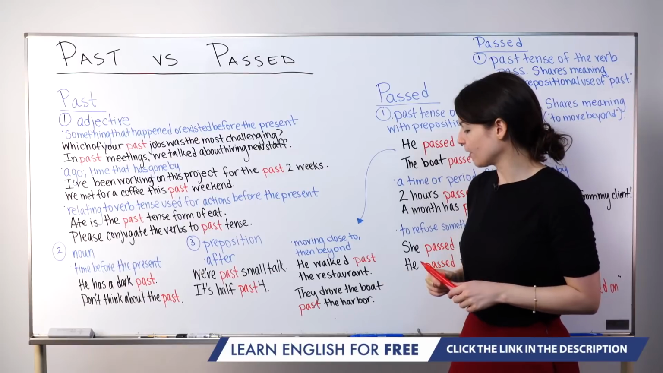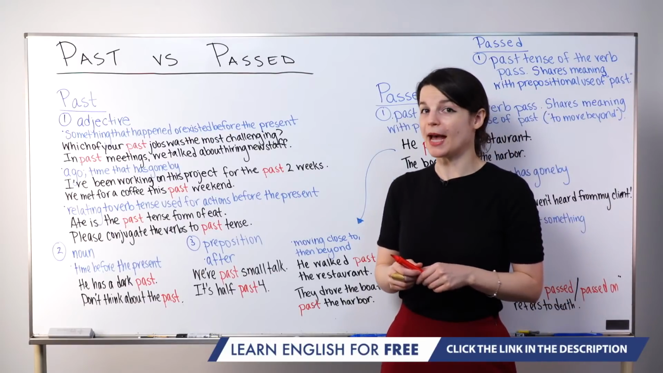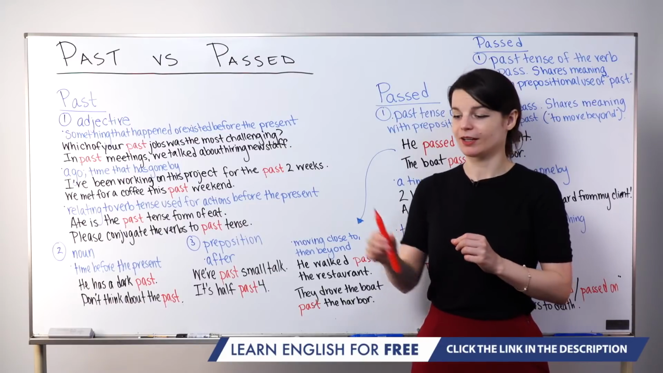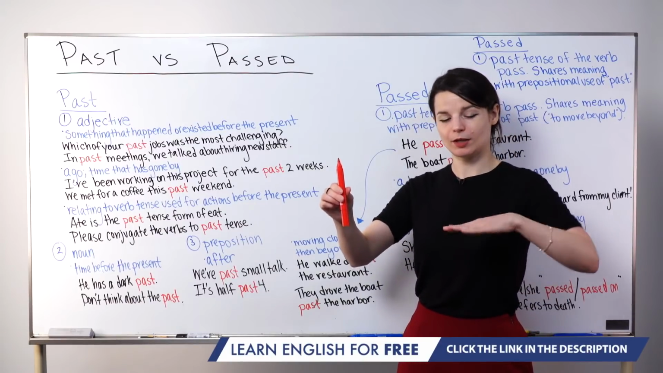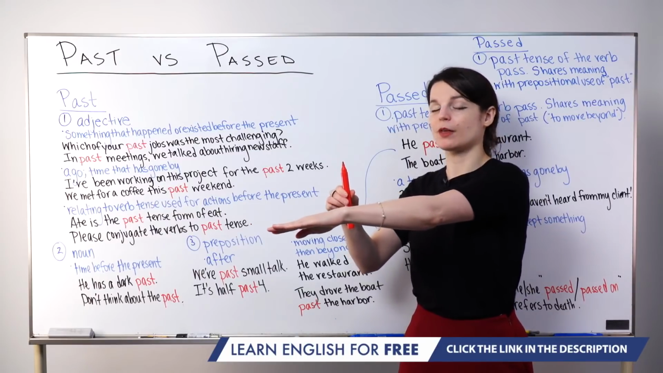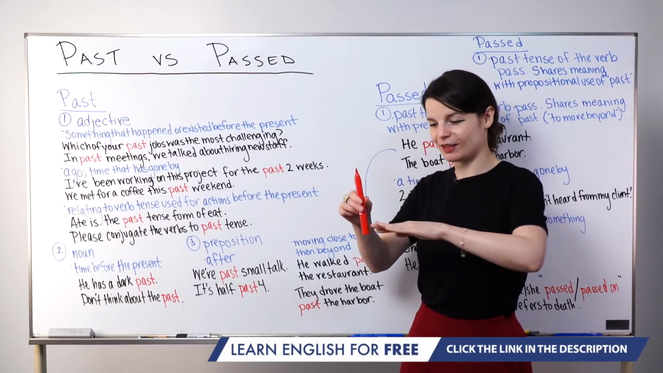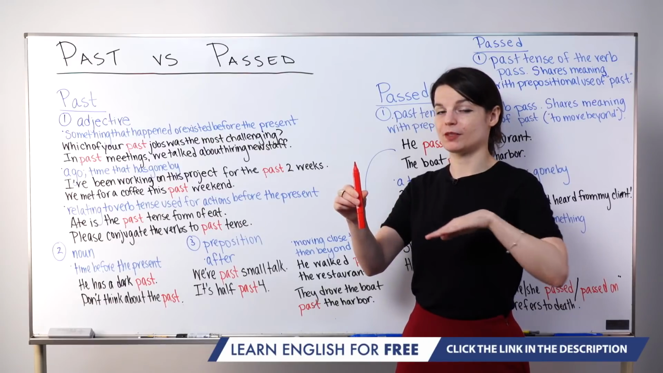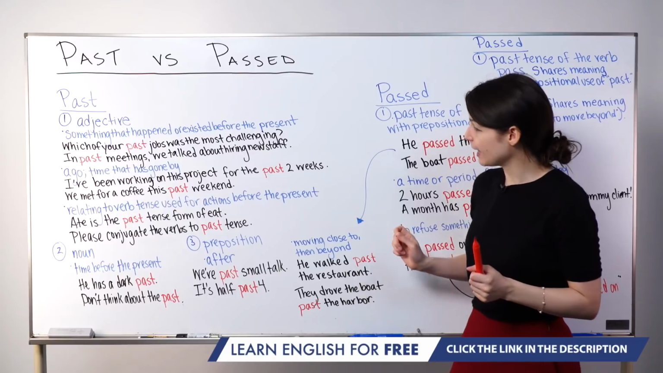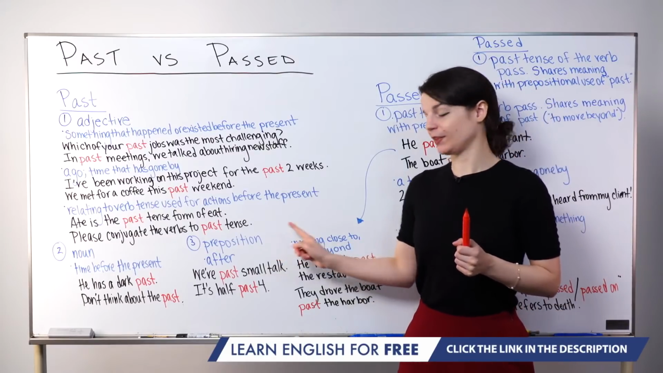Another example, they drove the boat past the harbor. So again, here is my harbor, here is the boat. They drove the boat past the harbor. So that means there's no stopping. It was a continuing motion. So past the harbor or past the restaurant. We use past as a preposition in this way.